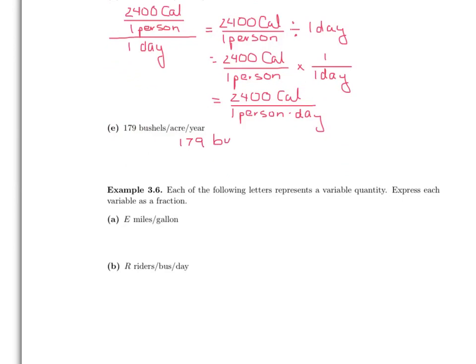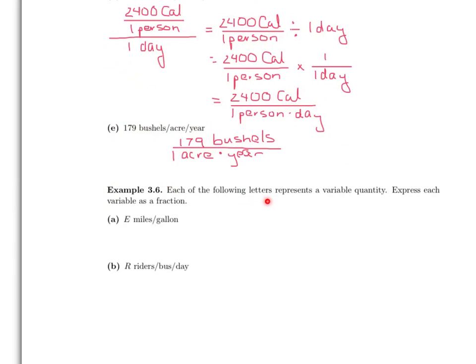So we start with 179 bushels. Okay. Now if we look at our expression, it's per acre per year. Now recall, units that occur after the word per occur in the denominator. So this will be dividing by 1 acre times year. Okay, let's have a look at our next example.